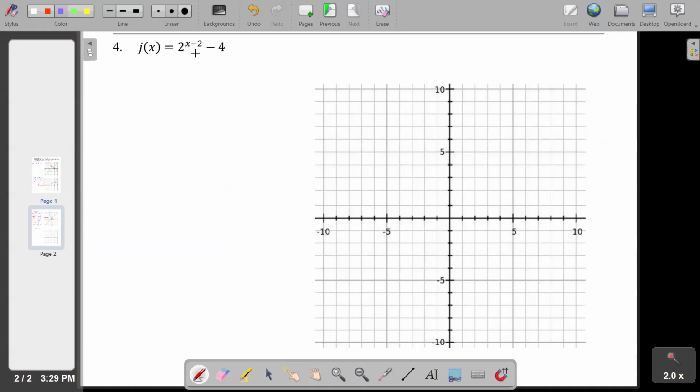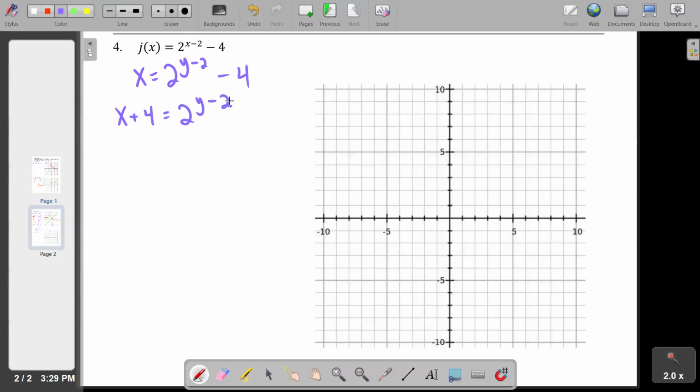Right, good for you. So you guys know that this is of the exponential family. You know that the inverse of an exponential is a logarithm. So let's get started. So if we switch the variables, we have x equals 2 to the y minus 2 minus 4. And there is a very specific order that you got to do stuff in. What's the first thing we got to do? Got to add that 4 to both sides. So now we have x plus 4 equals 2 to the y minus 2.